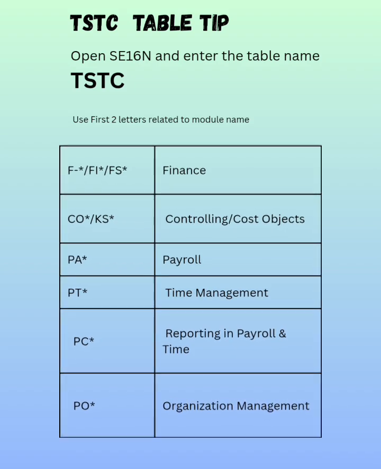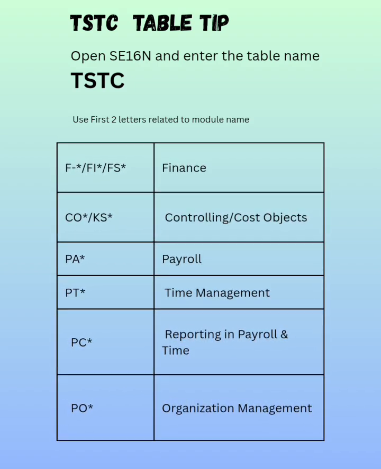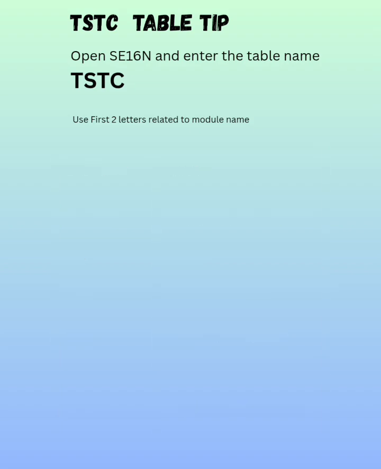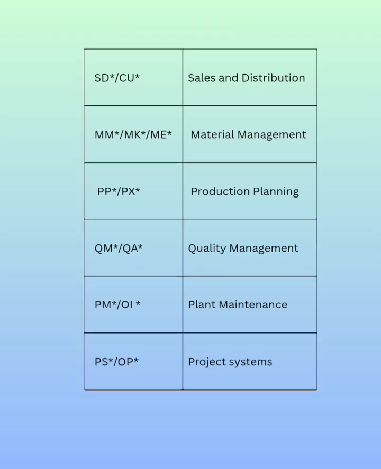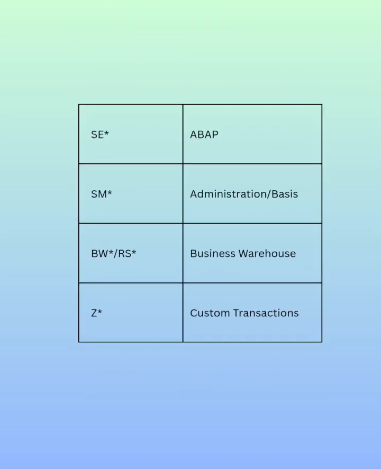Among all these, I generally find the TSTC method is a simple and easy to use technique. If you know the relevant naming convention that your module has, you can give it a try. You can give the first two letters followed by a star and find the T-codes with their descriptions as well. Please refer to a few naming conventions of all the modules that I have collated for you.